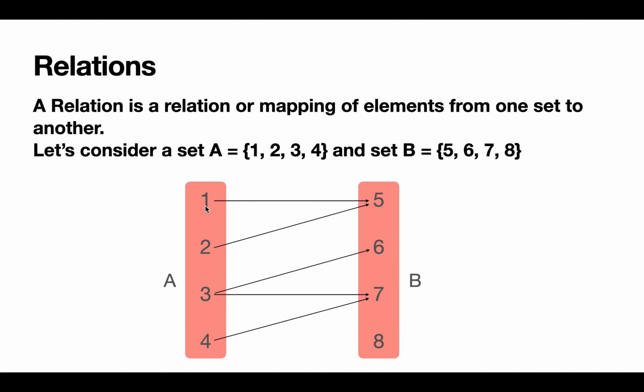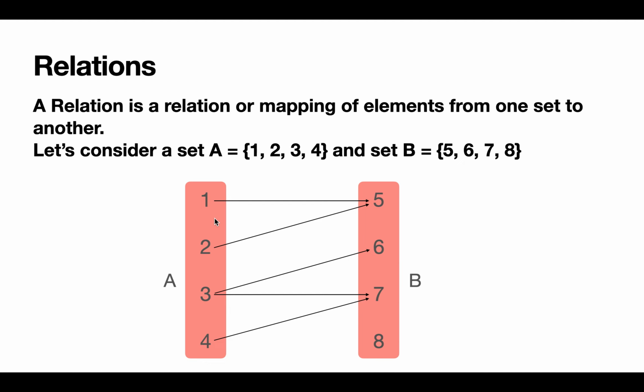In this example, 1 is related to 5, 2 is related to 5, 3 is related to 6, 3 is also related to 7, and 4 is related to 7. As you can see, no element is related to 8. That is also possible. Similarly, I can even avoid 1 relating to 5. That means in a relation, it's not mandatory that 1 is related to any number in set B. It can be related or not related. It is up to you.